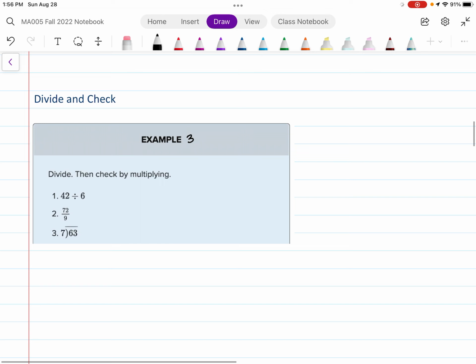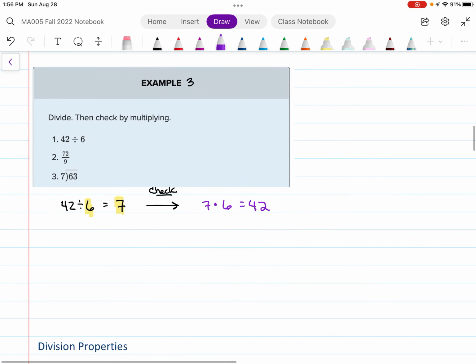All right, so dividing and checking. So checking is one thing that people don't do very often, and I want to show you how to do this. So 42 divided by 6 equals 7. Okay, so the way we check, and this is going to be my check, that arrow right here is going to be how I'm saying that I'm checking. We're going to take the 7 and multiply it back to the 6 and make sure we get 42. So 7 times 6 equals 42.